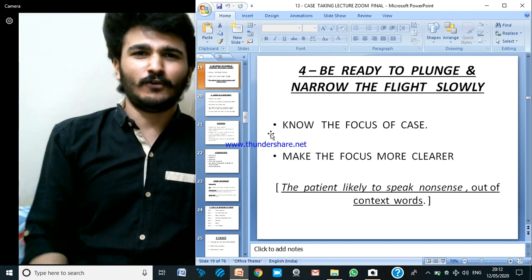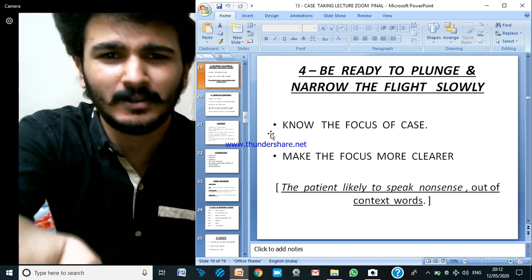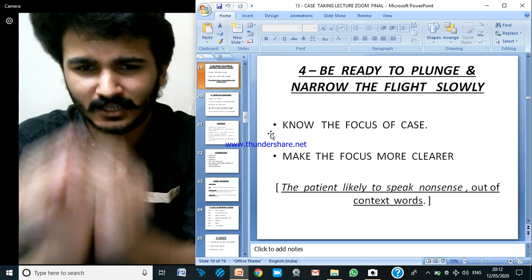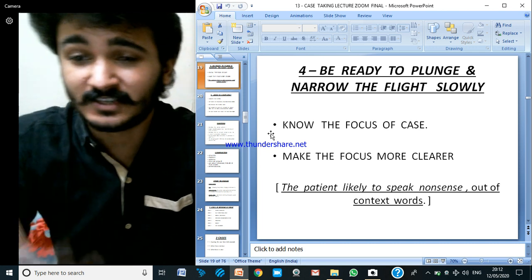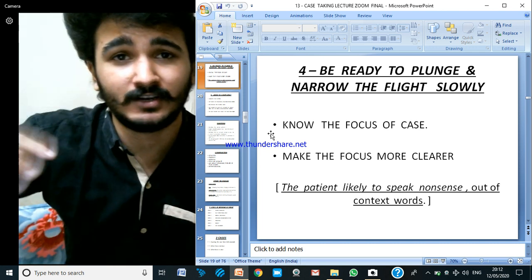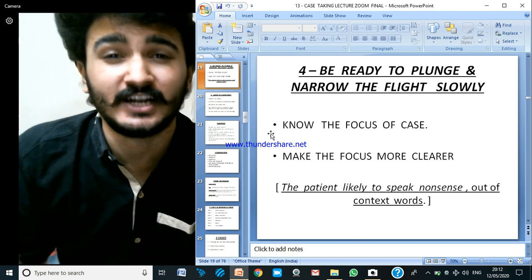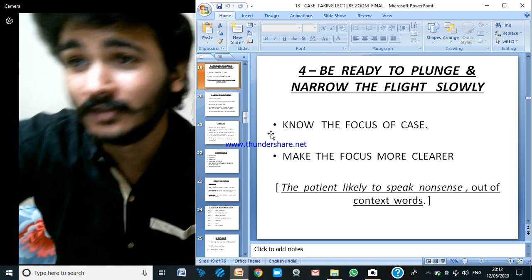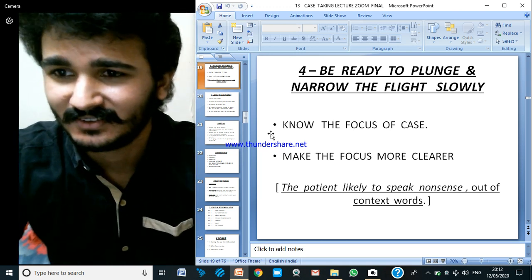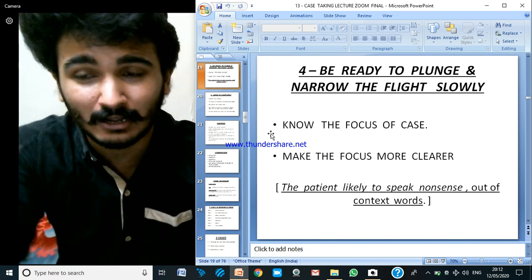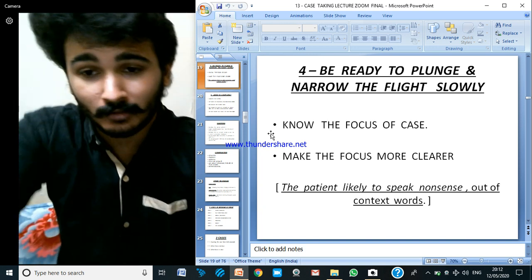So, when you know the focus, when you're sure about it, then take the plunge down. Narrow your flight, narrow on that specific area and just go on it. And then the patient says, I feel like a dog. I feel I'm under someone. I feel someone is dominating me. I'm at someone's mercy. Only if he gives me food, I will eat. See what nonsense he's talking, what out of context words he's using, and probe on them then.